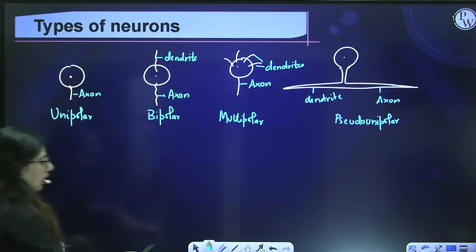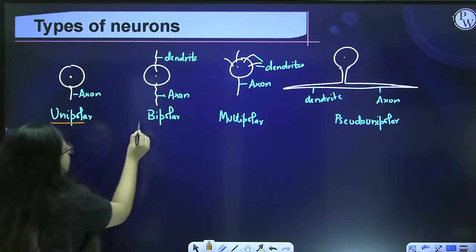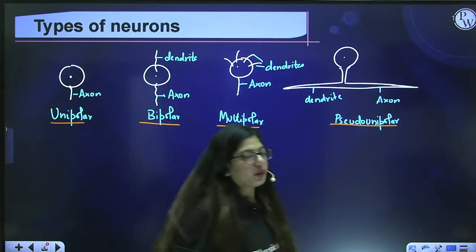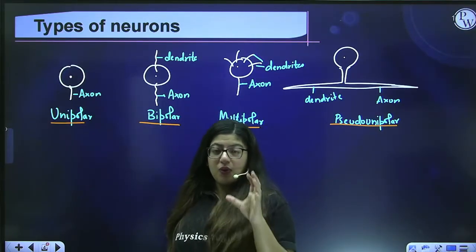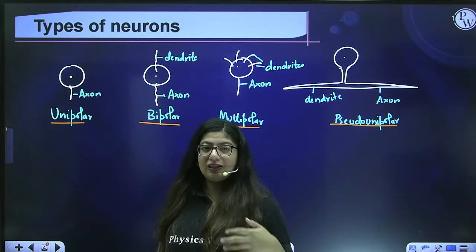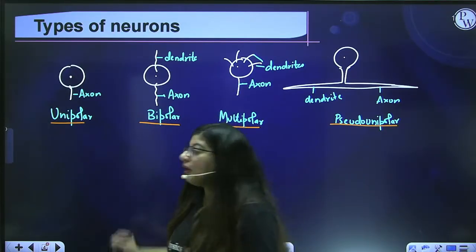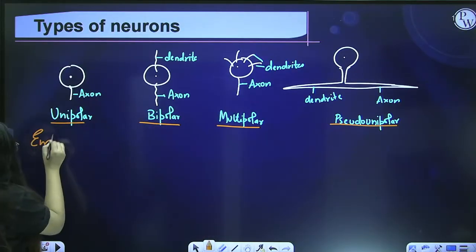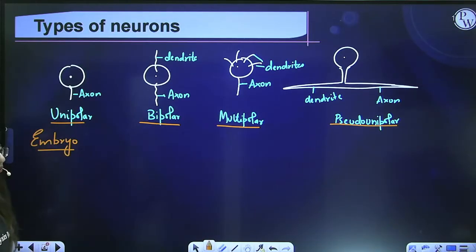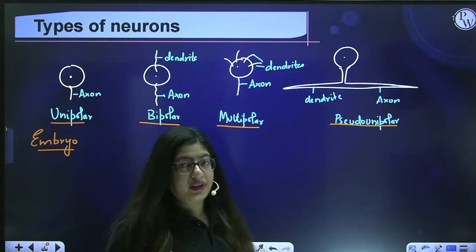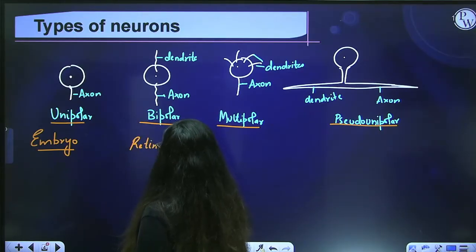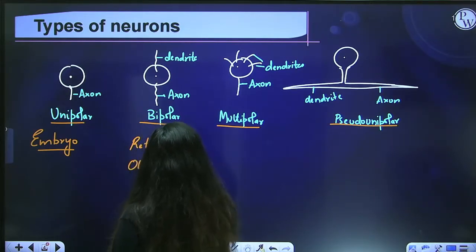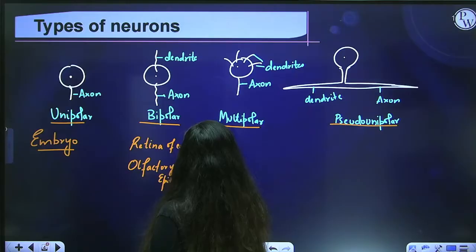All right. Now, unipolar, bipolar, multipolar, pseudo-unipolar. The question usually asked in the exam is about the location of these neurons. For example, unipolar neurons are not present in your body right now. They were present when you were an embryo, so unipolar are always found in the embryonic stages. Bipolar is present in the retina of the eye. It's also present in the olfactory epithelium. Where have we studied the olfactory epithelium?